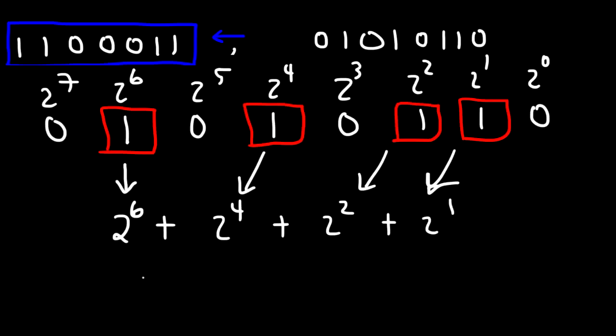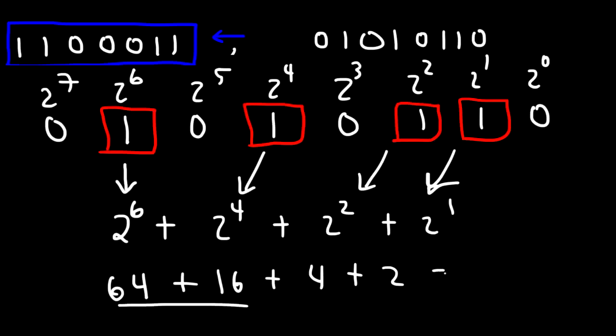So 2 to the 6 is 64, 2 to the fourth is 16, 2 squared is 4, and 2 to the first is 2. So 64 plus 16, that's going to be 80, and then 4 plus 2 is 6. So the final answer for this example is 86.